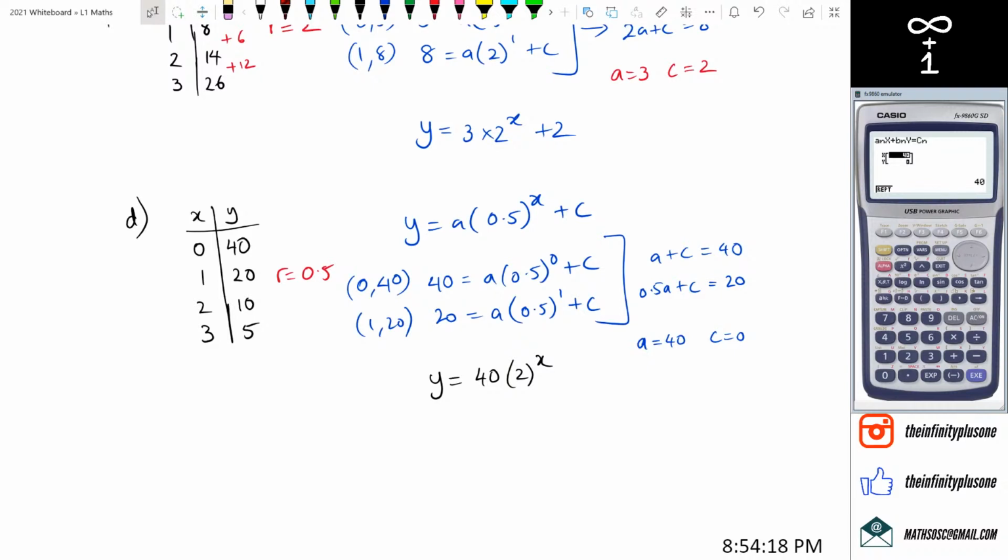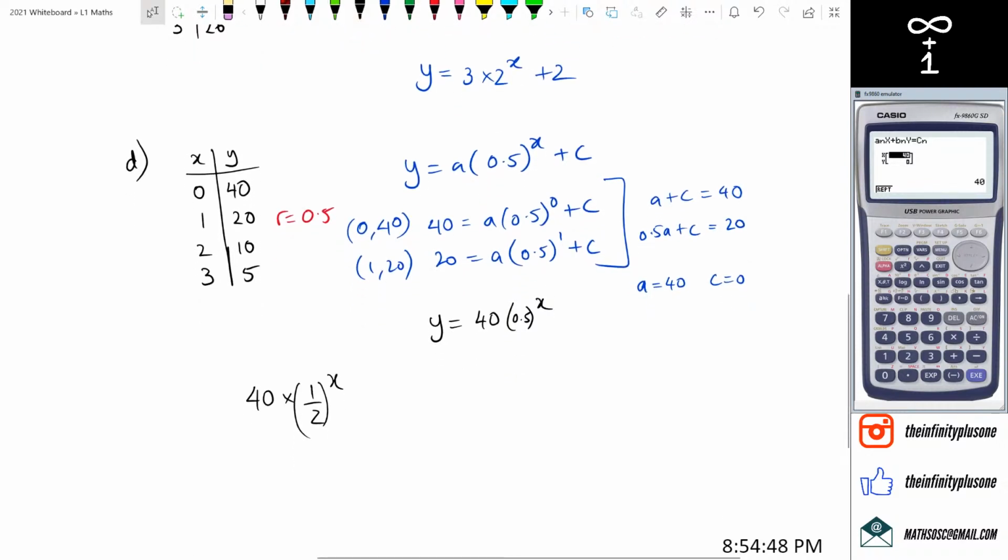So hopefully you guys got their bits there. But I wanted to show you how Bobby got his answer, and we've got a couple of different versions of the answer, right? And I just realized that's not 2, that's 0.5. So remember that 0.5 is the same thing as saying a half. So when you have 40 multiplied by half to the power of x, this is the same thing as saying 40 multiplied by 1 over 2 to the power of x.